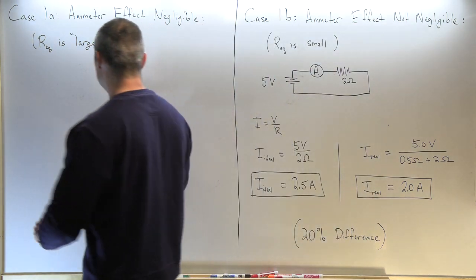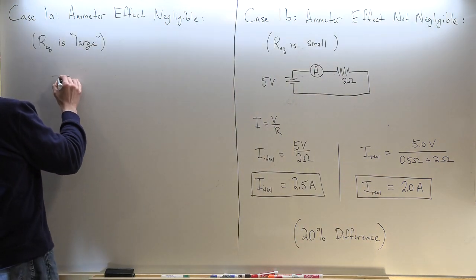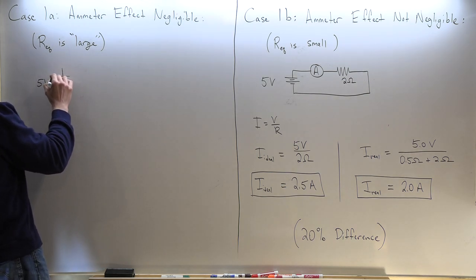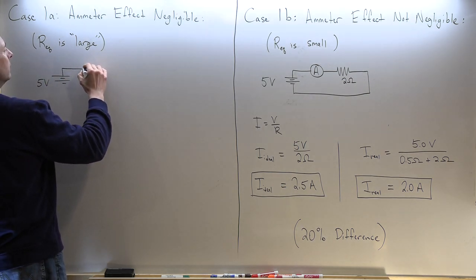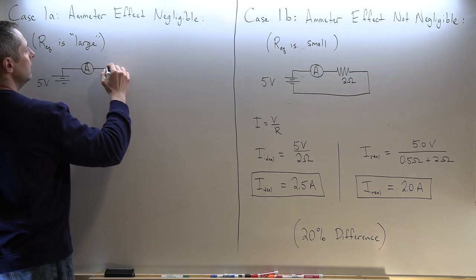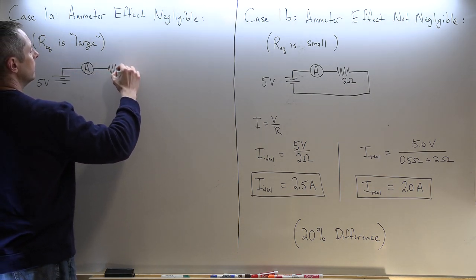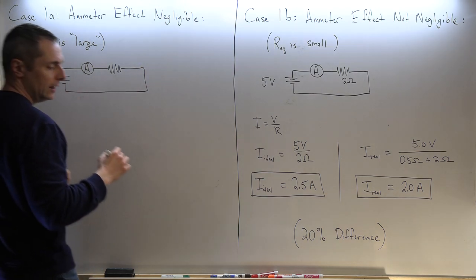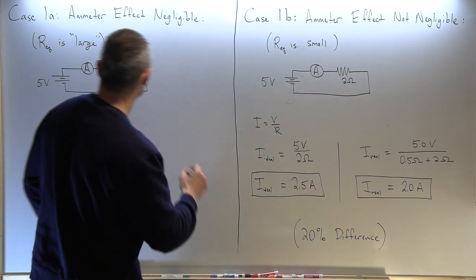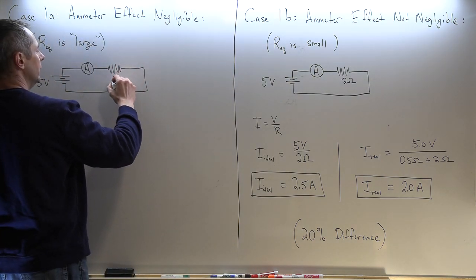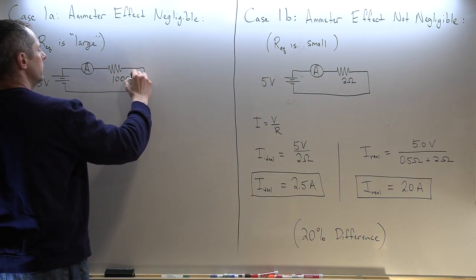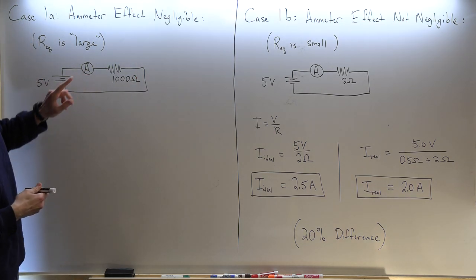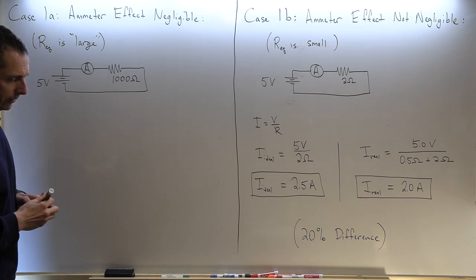So this is the circuit. Let's suppose we've got a battery here, 5 volts, and then the ammeter here, and then over here, a resistor. And I picked some numbers so I don't need to punch buttons on a calculator. Let's suppose this is 1,000 ohms. So what I mean by a large resistance is it's much greater than this 0.5 ohm resistance of the ammeter.